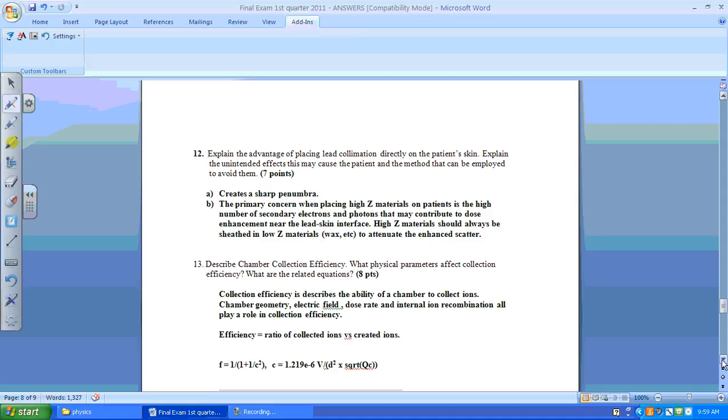Explain the advantage of placing lead directly on the patient's skin. Explain the unintended effects this may cause to the patient and the method that can be employed to avoid them.